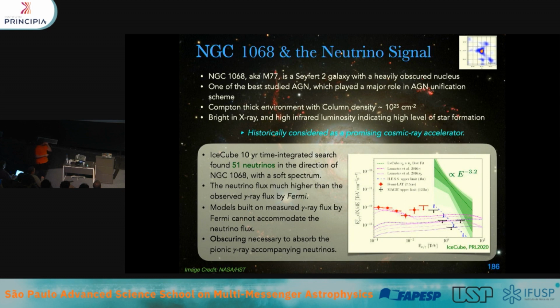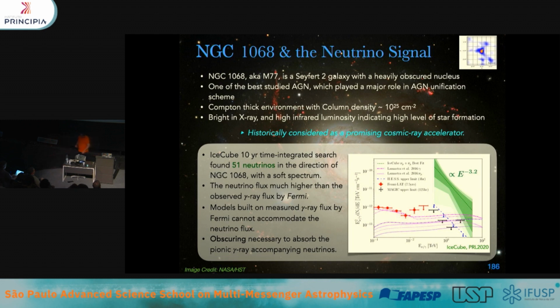Another thing you can see is in NGC 1068. NGC 1068 is relatively close, so you don't expect significant gamma ray opacity. This is the measurement of the flux as a function of energy. This is the flux measured for NGC 1068 in neutrinos, and these are upper limits of gamma ray emission. You can see that the neutrino flux is about 20 times larger than the gamma ray upper limits. So something is going on here.